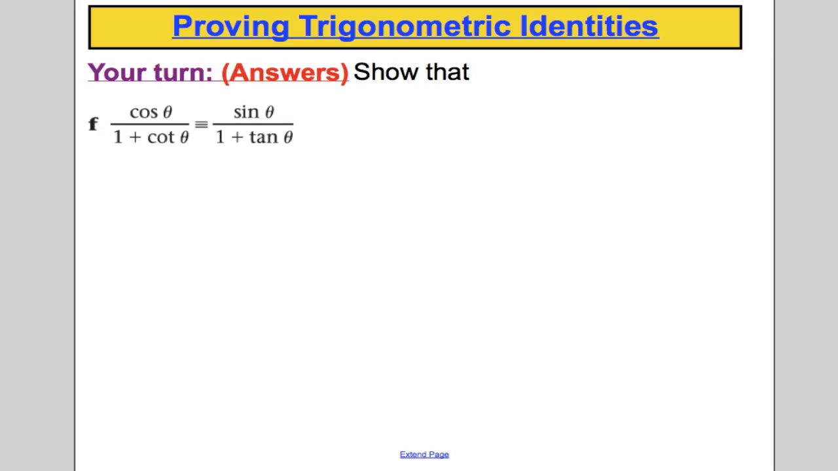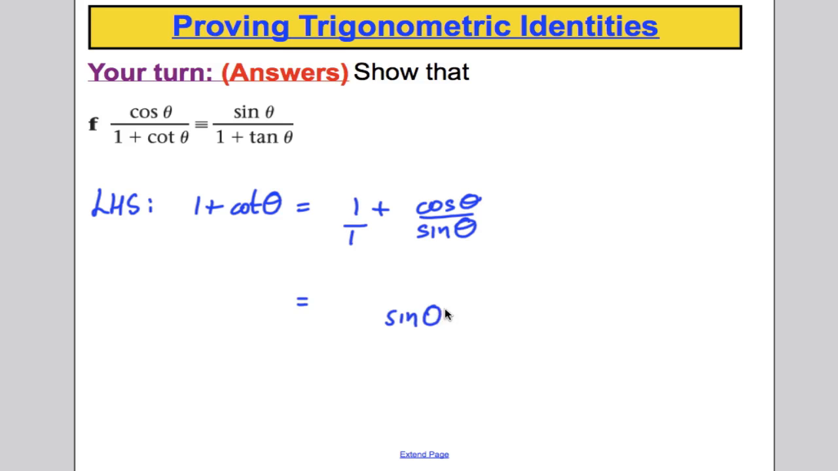And the last one here, probably the most complicated, cos theta over 1 plus cot theta is equal to this. I'm going to start off with the left-hand side. I'm going to work out 1 plus cot theta before I plow too far into it. 1 plus cot theta is 1 plus cos theta over sine theta. Okay, this one here is really 1 over 1. It is a fraction. If you're adding fractions, make the bottom the same. Make them both sine theta. This here times top and bottom by sine, I'd get sine theta plus cos theta over sine theta.